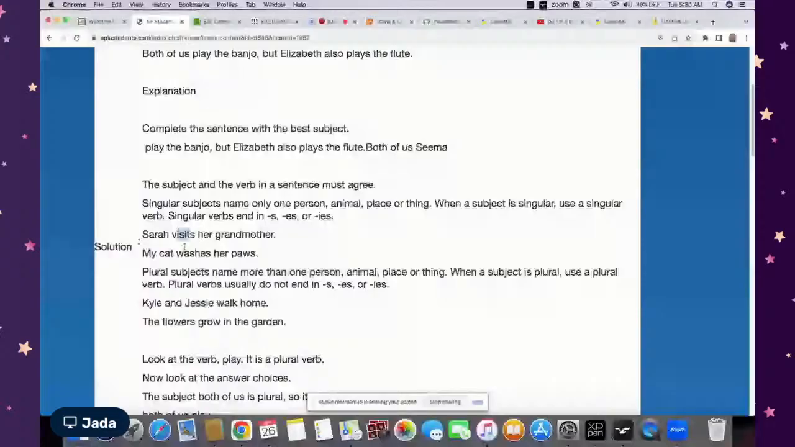All right? And then the plural subject, plural verb. Plural subject is talking about more than one person. We all know that when we say plural, it's referring to more than one. It is two, three, four, five, and above. Okay? And then the plural verb does not end in S, ES, or IES. That's why we have Kyle and Jesse walk home. The flowers, which has S, shows that it's plural. A lot of flowers grow in the garden. And grow does not have an S here, or ES, or IES. So it's a plural verb. Okay?